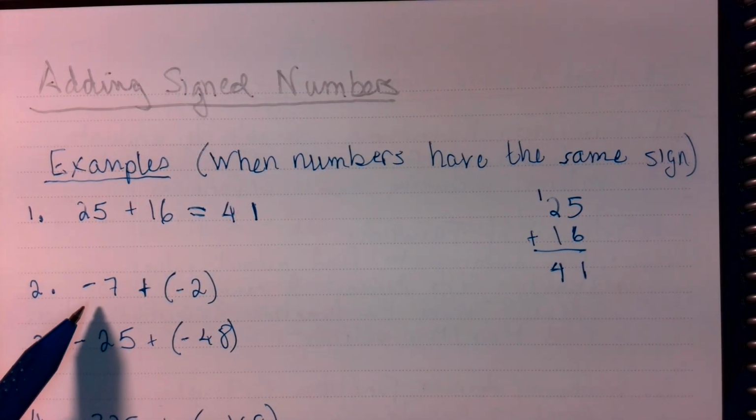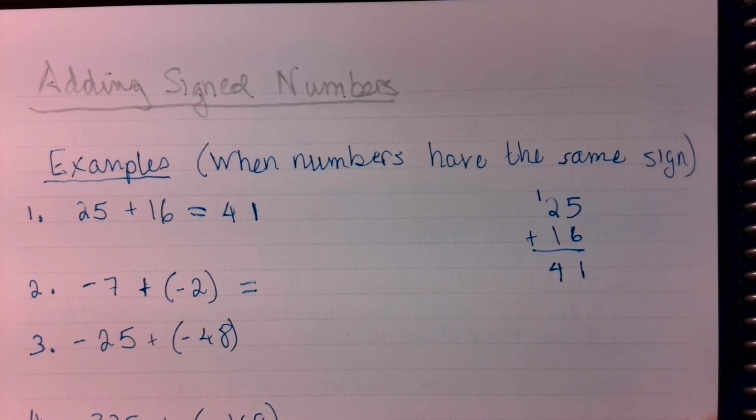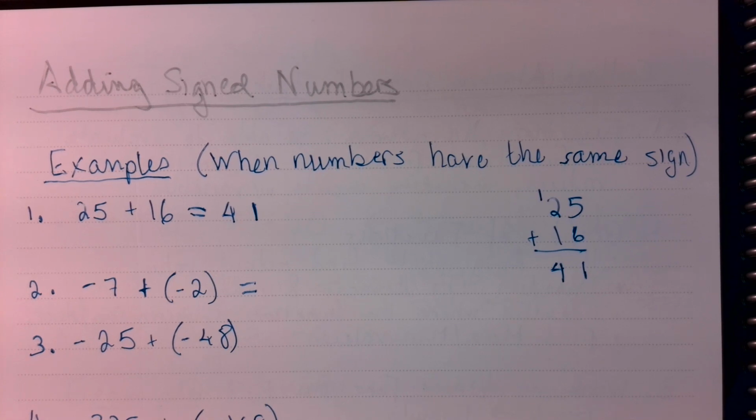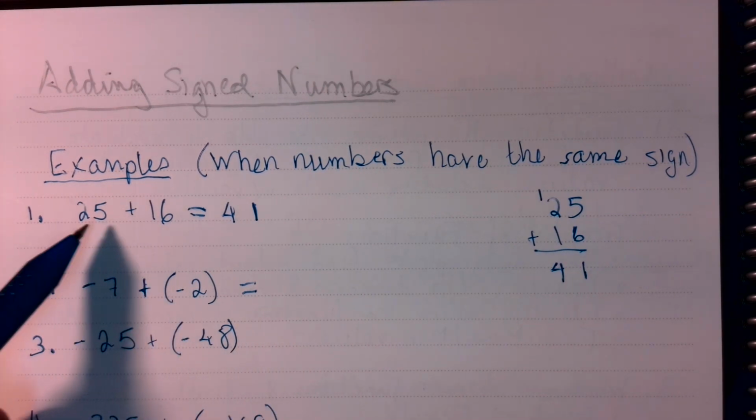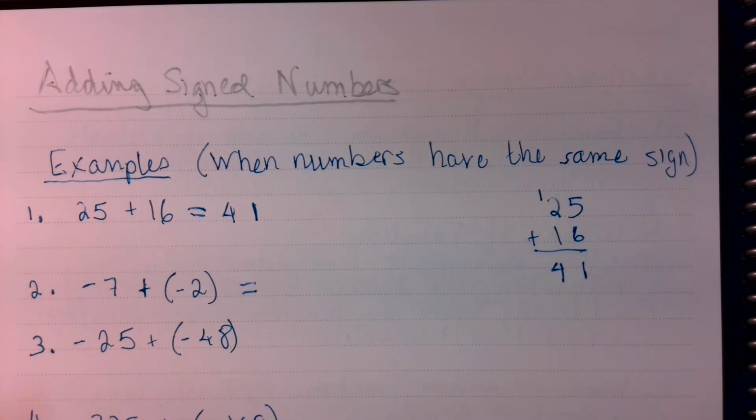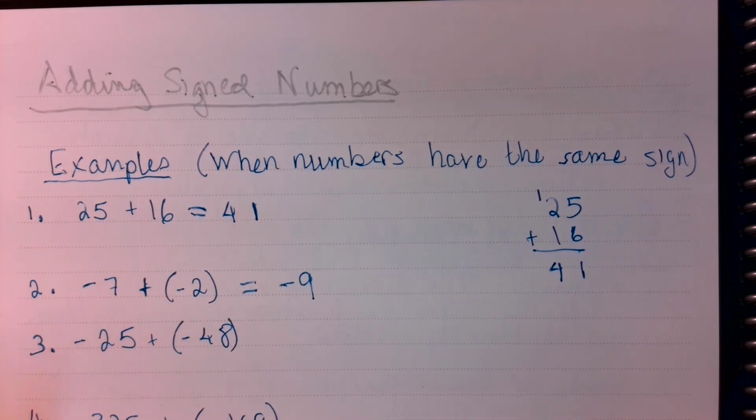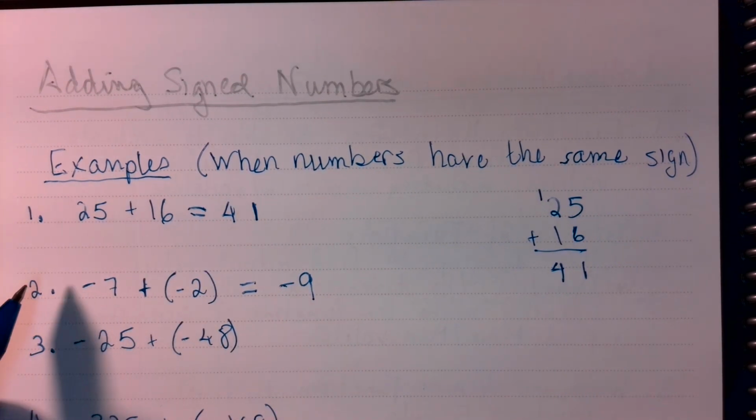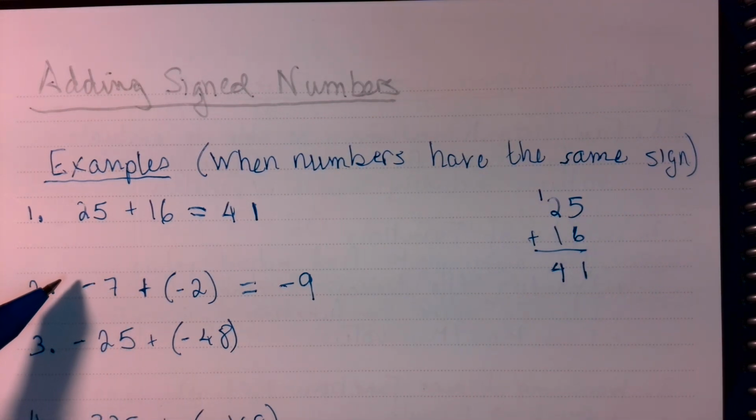Now, whenever you're adding two numbers with the same sign, the resulting sum will have the common sign. So if you add two positive numbers, you get a positive number. If you add two negative numbers, you get a negative number. So basically, if we're adding two numbers that have the same sign, we can just ignore the sign, pretend the numbers are positive for a little bit, do the addition, and then attach their common sign.